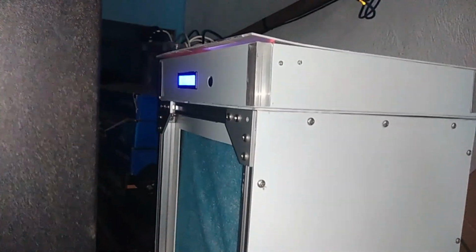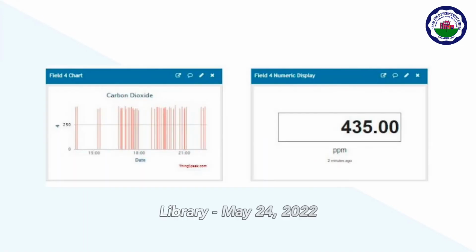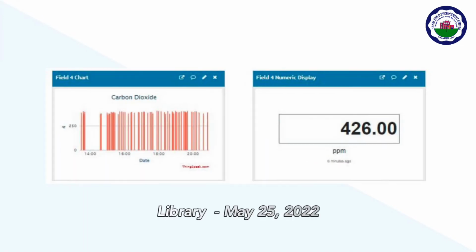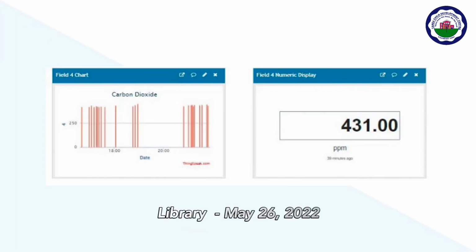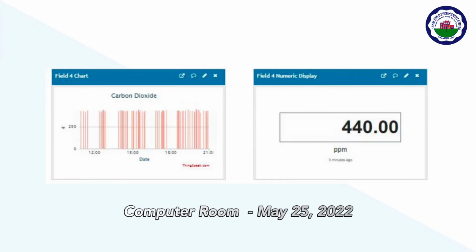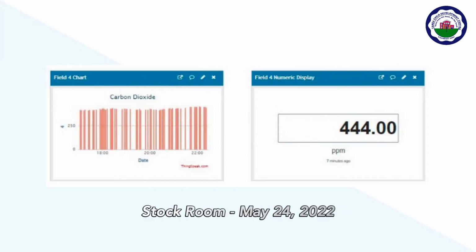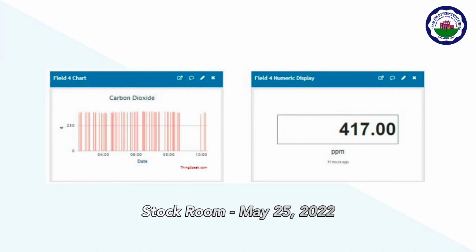However, the stock room contains more dust particles than the other rooms, which explains why its values are higher than the other two. However, the dust density or concentrations in the three rooms are likewise at a safe and healthy level. Moving on, carbon dioxide levels in the library room varied from 426 to 440 parts per million, 431 to 440 parts per million in the computer room, and 417 to 449 parts per million in the stock room. There isn't much of a distinction between these levels in each room.